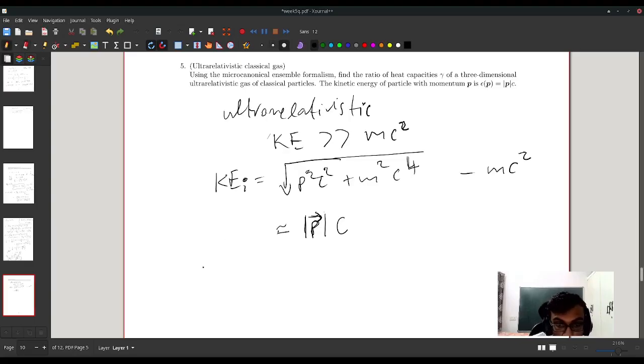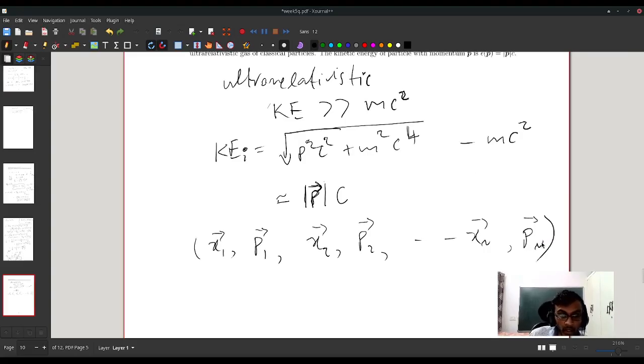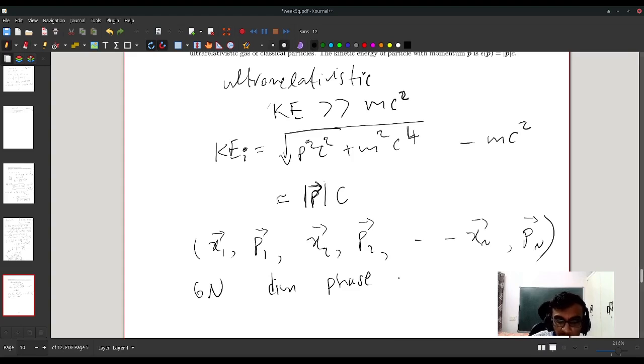Before we write the energy, the phase space for this problem is the set of all positions and momenta of all the N particles. Each vector here has 3 components, so it is going to be a 6N-dimensional phase space.